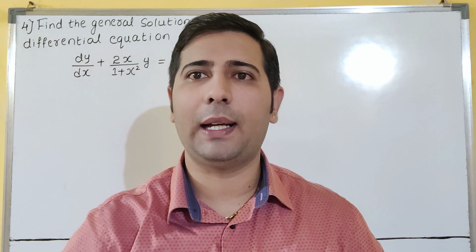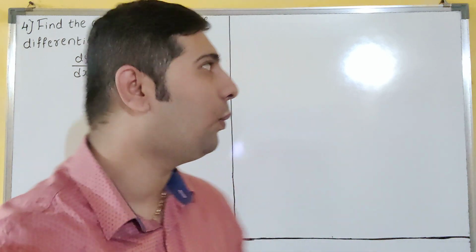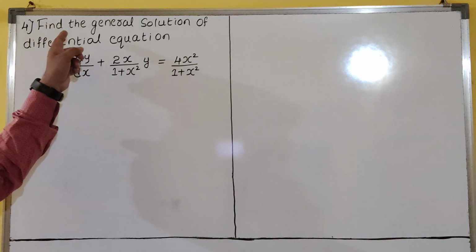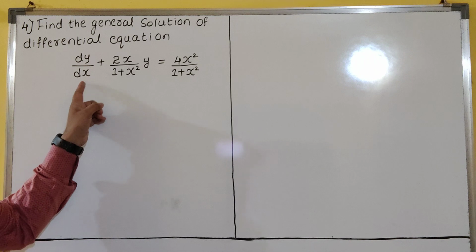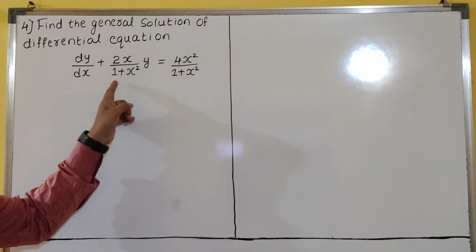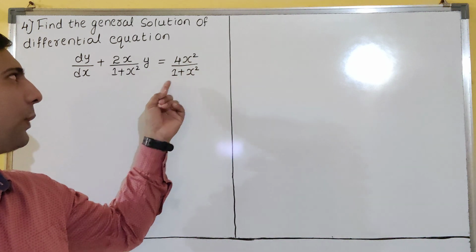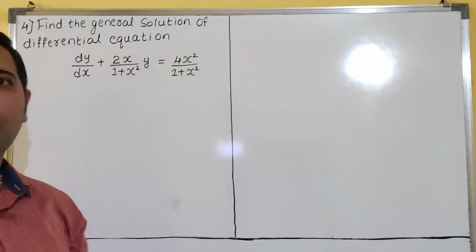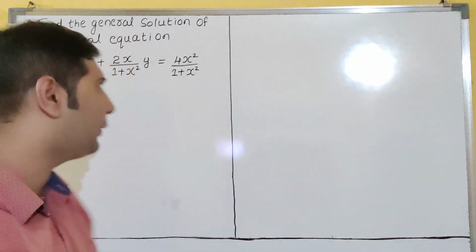In today's class, we will learn differential equation 5 marks, fourth question, dear students. What they had asked, we will see. Find the general solution of differential equation dy by dx plus 2x divided by 1 plus x square into y is equal to 4x square divided by 1 plus x square, dear students. So this is the question. How to solve this one, you see here.